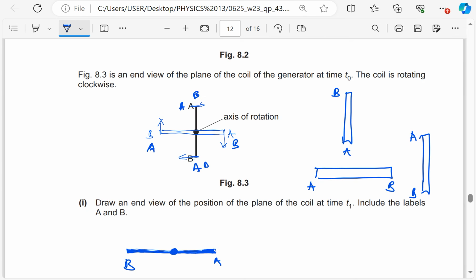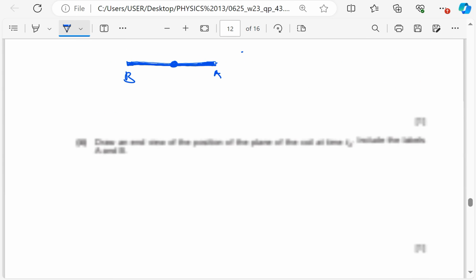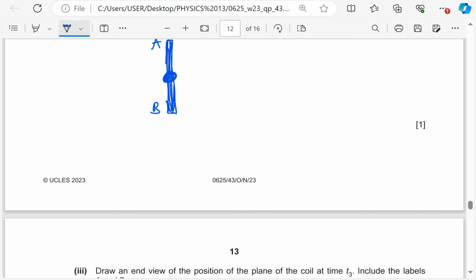I hope I didn't make a mistake in it. Starting from here, this is a quarter cycle. This is a quarter cycle. Then half a cycle, 3/4, then back to the same position. So this is going to be correct.